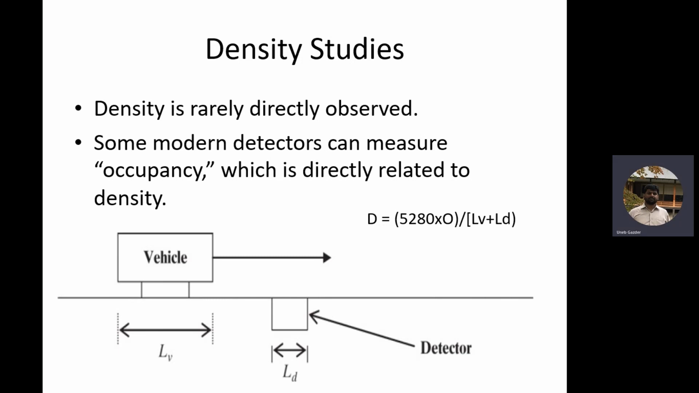I just gave the example for 1 hour, but it can be any time frame. When the detector is occupied, it is telling you that it is occupied for this much time. So you use O there, and LD and LV are constants. You can get density. And in this equation we are using 5280, so density will be in vehicles per mile, and LD and LV are in feet.